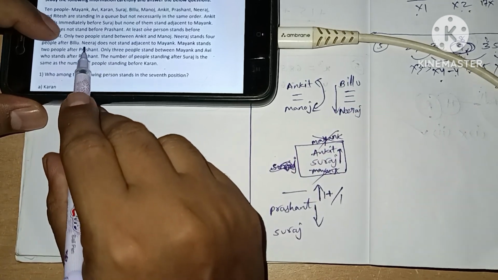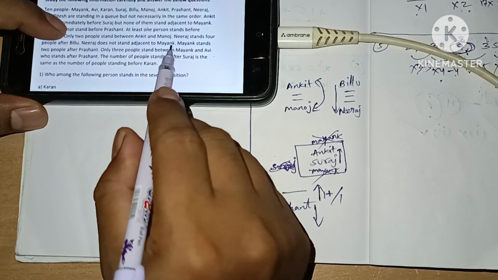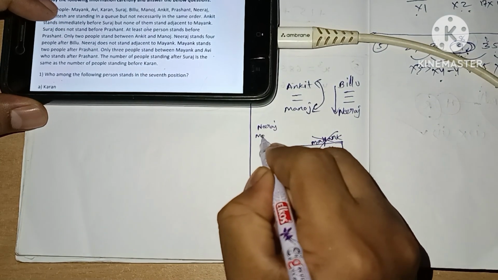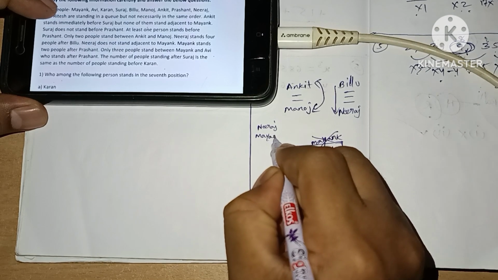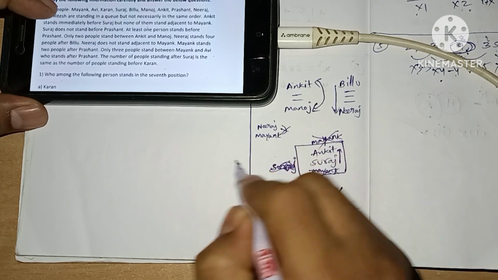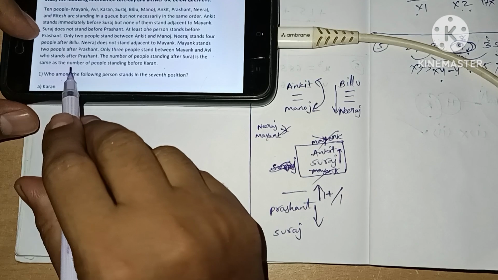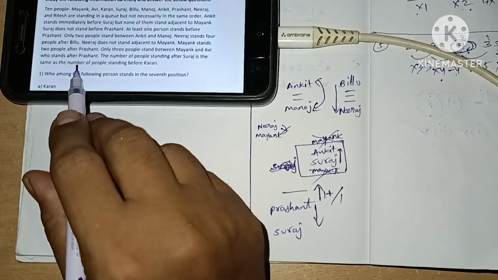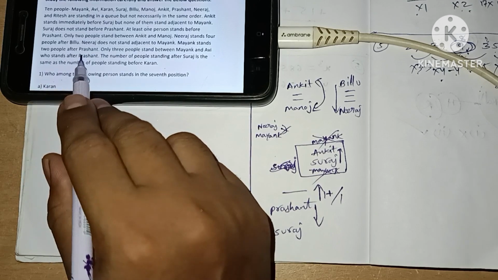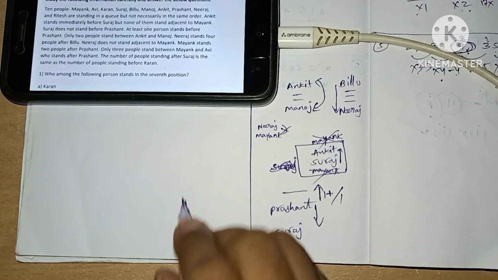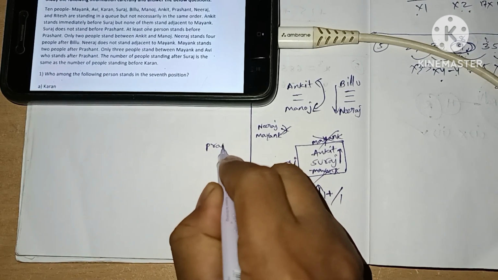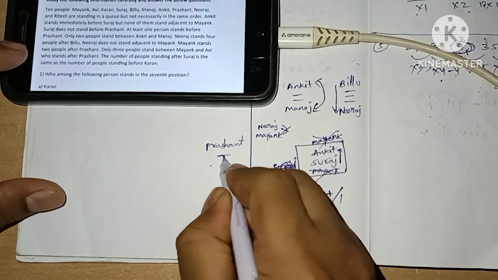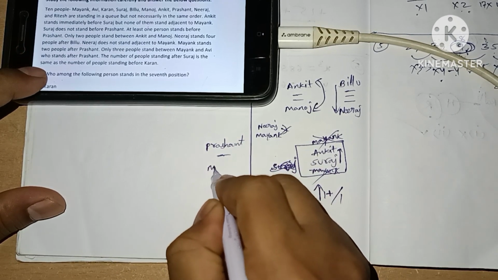Next one. Neeraj does not stand adjacent to Mayank. So, Neeraj and Mayank should not be adjacent. Mayank stands two people after Prashant. So, after Prashant, two people means one, and the second one is Mayank.